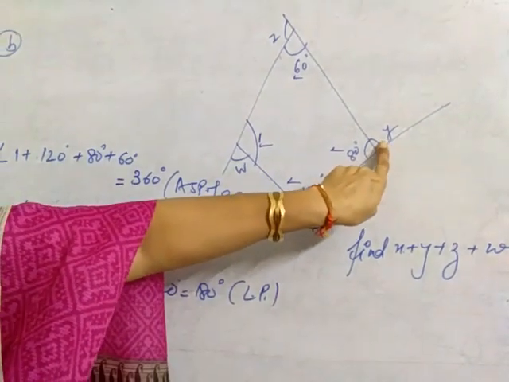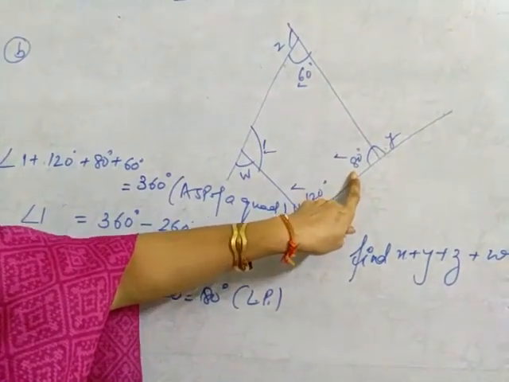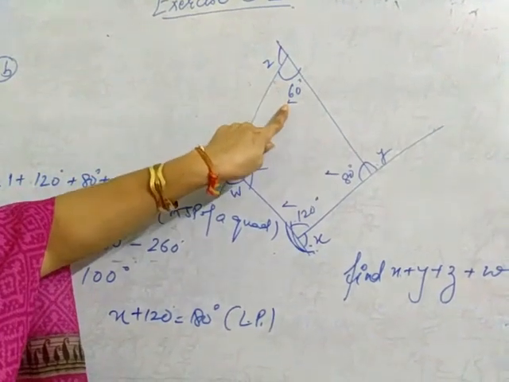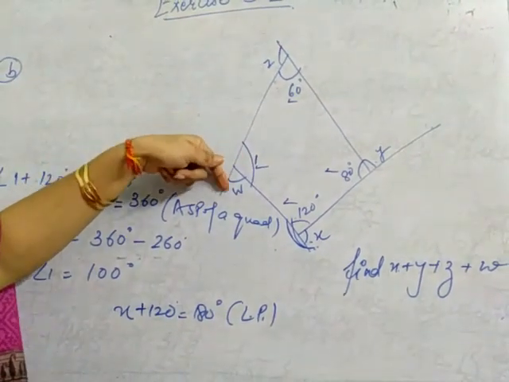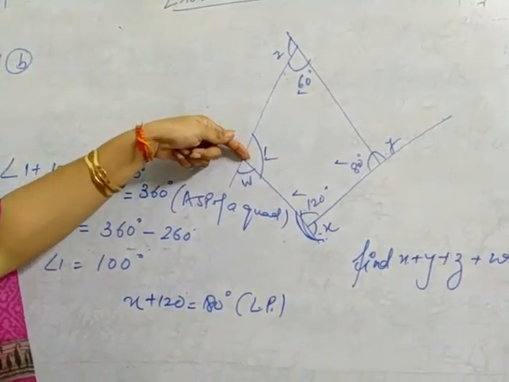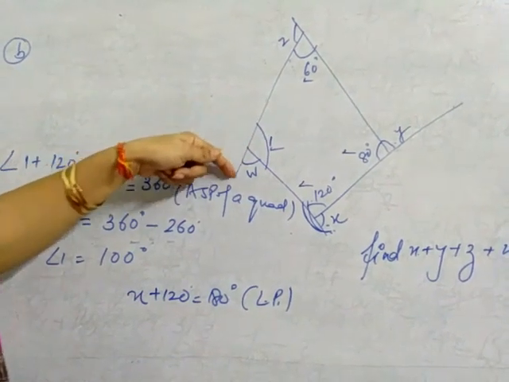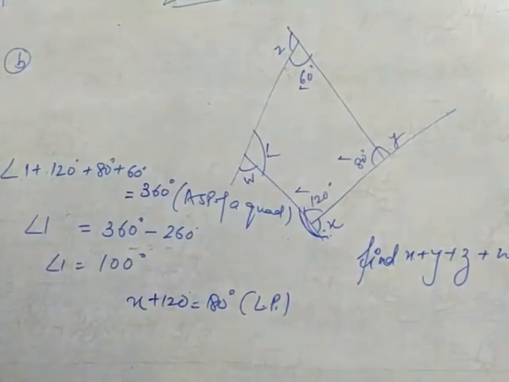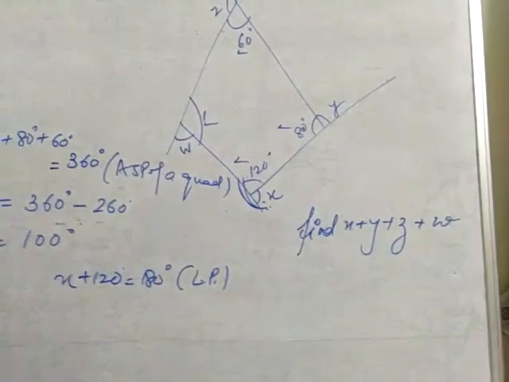Similarly, you will be calculating y plus 80. Similarly, z plus 60 and then 1 plus w. 1 was already calculated, so you will put the values, that is 100 plus w. Now all 4 are calculated and at last you will add them and find the answer.